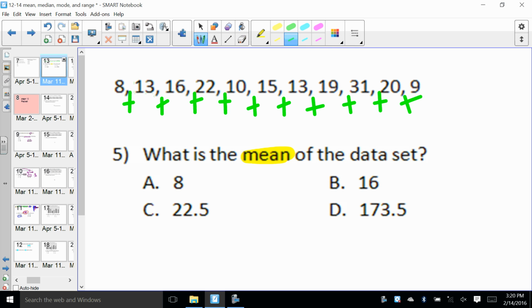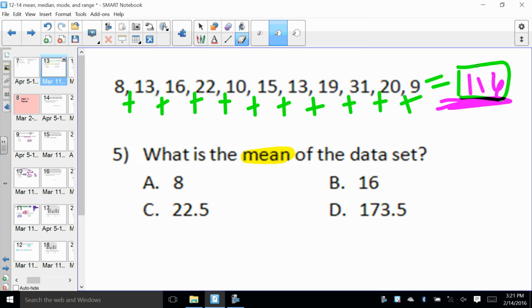Add all the data points. Add them all up. So we have 8 plus 13 plus 16 plus 22 and so on. Go ahead and add them up and get a total. And then we're going to divide. I'm doing it at the same time you are. Okay, everybody's adding those up. Keep adding. I'm going to get 176 as my total. Go ahead and make sure that you're also getting 176 as your total when you add those up. I'll go ahead and stop for a second, make sure you caught up.